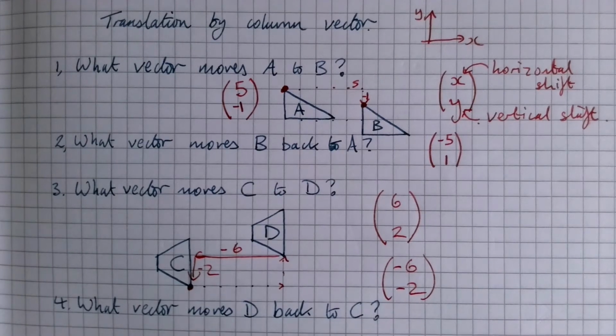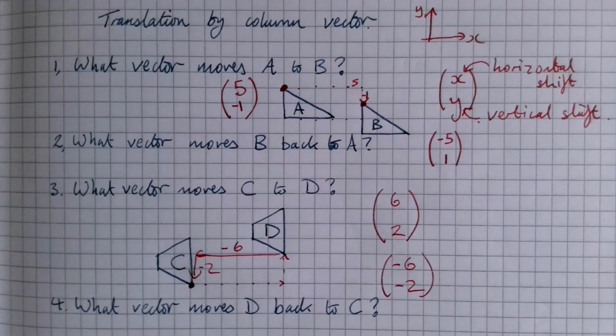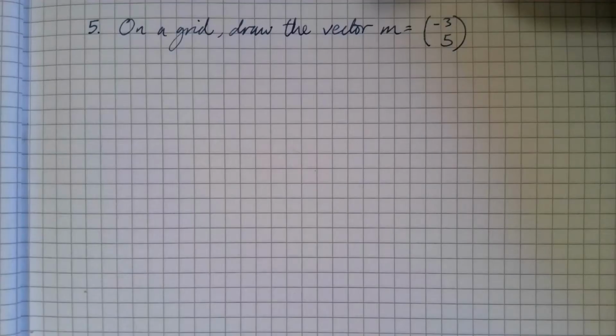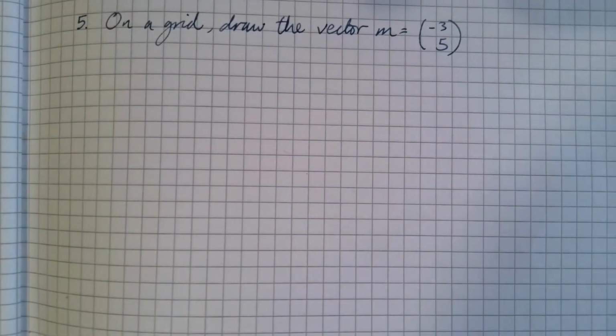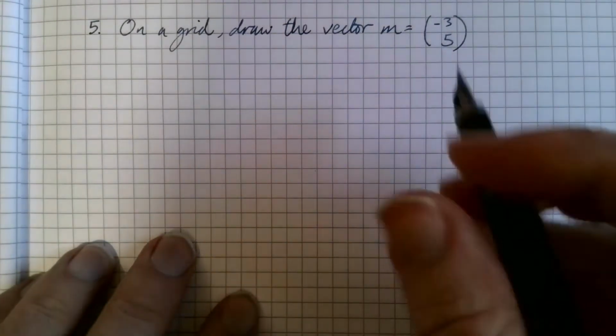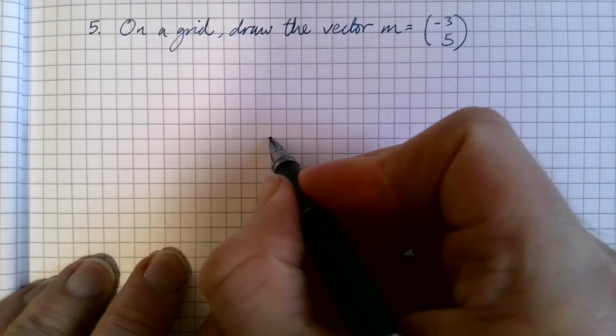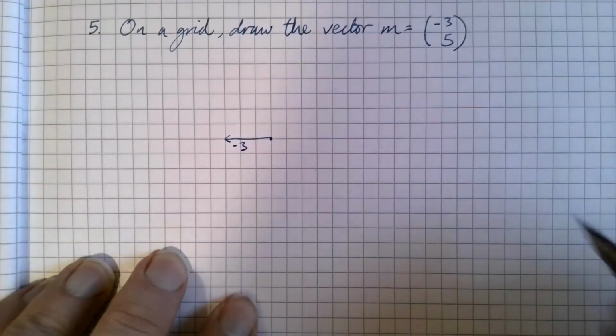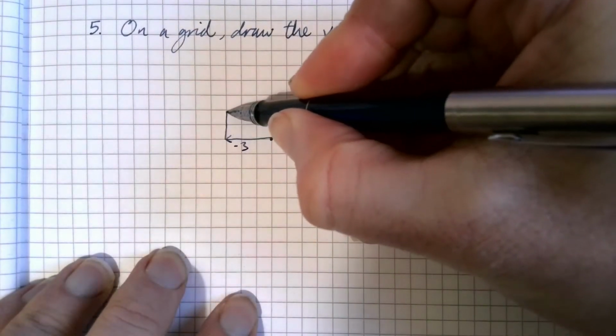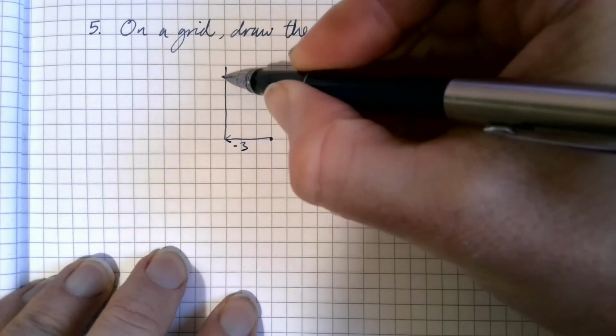Now we're going to start combining them and seeing what happens when you add vectors. Here's our next problem. So write it down on a grid. Draw the vector m equals -3, 5. Pause the video. Have a go at whatever you think that might mean. Right, so we're going for -3, 5. So -3 would be 3 to the left, and +5 would be 1, 2, 3, 4, 5 up there.